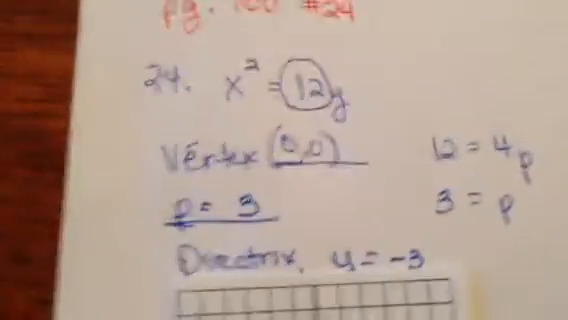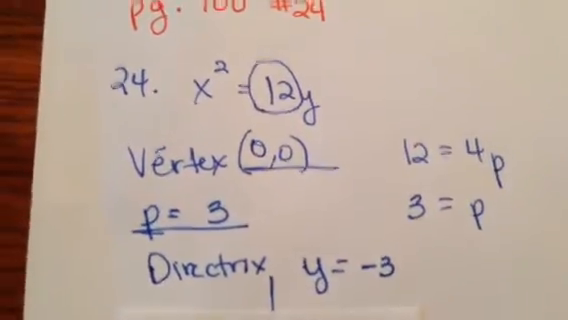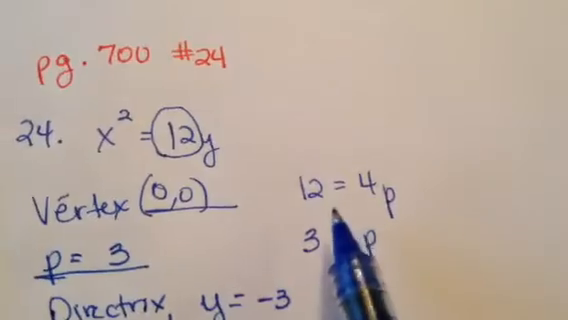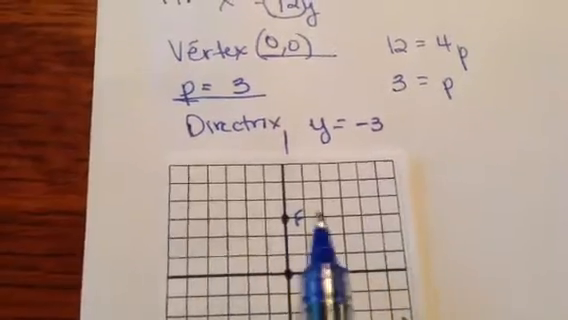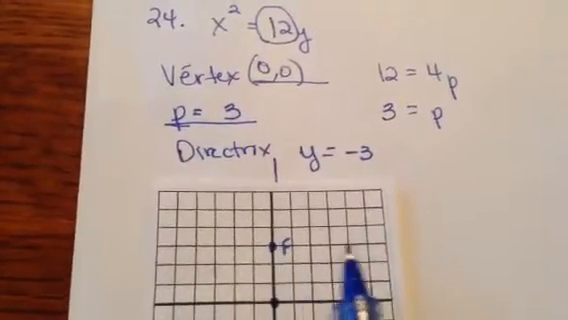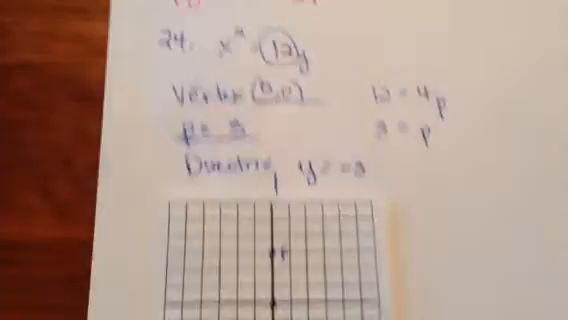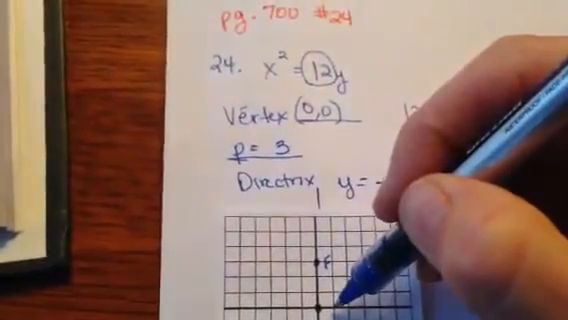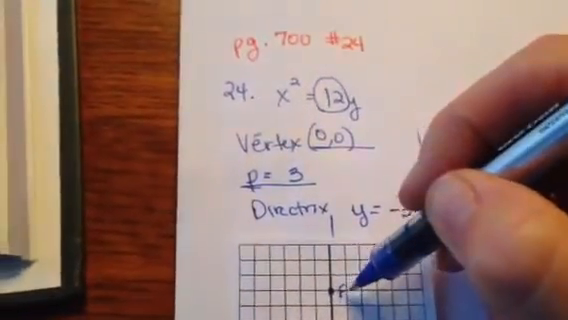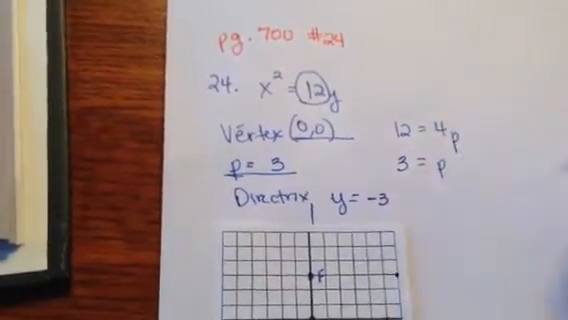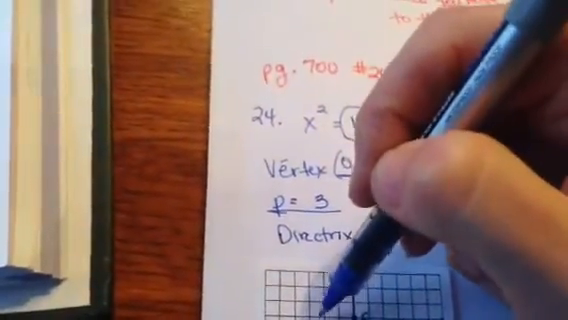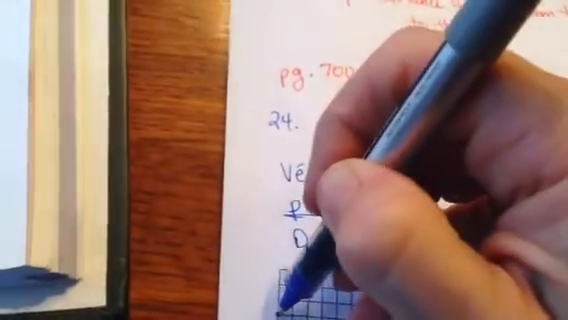Now here's what's cool without plotting any points at all. Since my focal diameter is 12, that means the width of my parabola right here is going to be 12. So that means I would have to go over 6 both ways. Okay, so watch this. I'm going to go over 6, from the focal diameter. 1, 2, 3, 4, 5, 6. I'm going to put a little dot right here. That would be the end point. 1, 2, 3, 4, 5, 6.